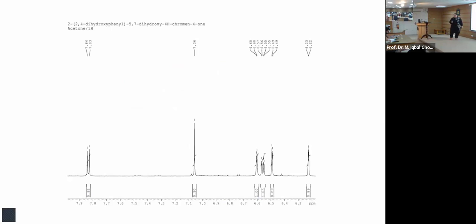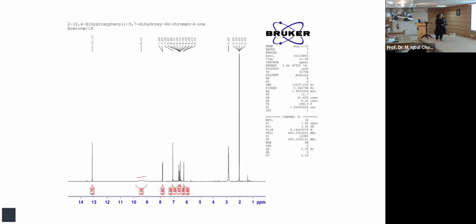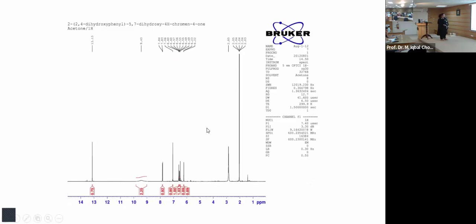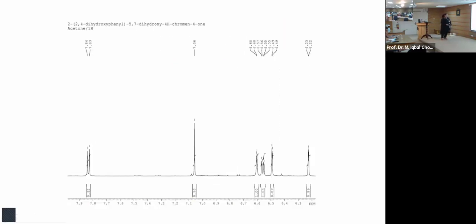Okay, so we were expecting 6 protons, right? And how many have we got? 1, 2, 3, 4, 5, 6. So these are 6 protons. Now this you exactly know, it's a doublet of a doublet, right? And when we look at the ring, this proton was a doublet of a doublet, only because of the splitting pattern. And here it is a singlet.